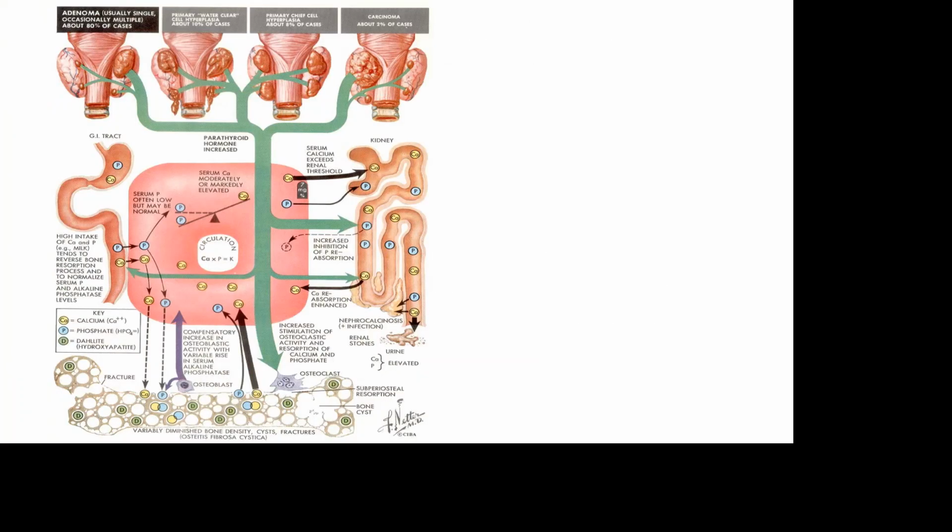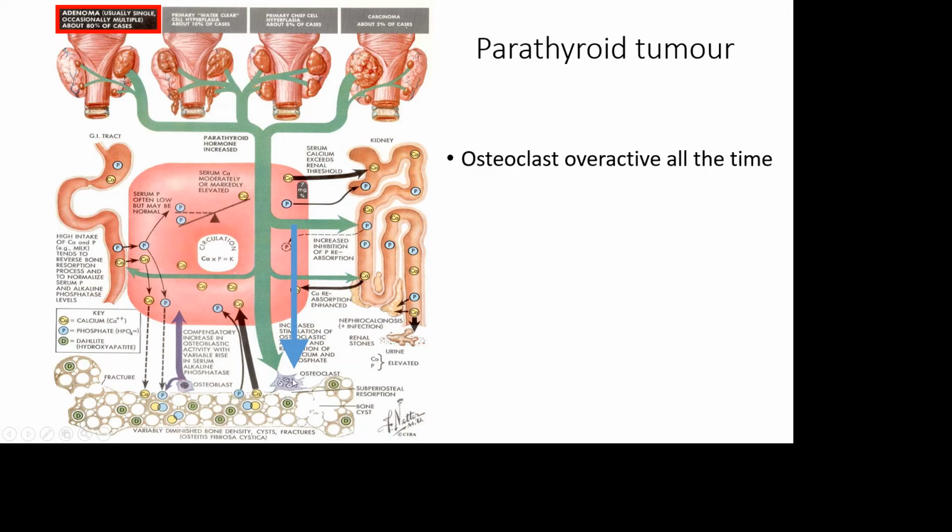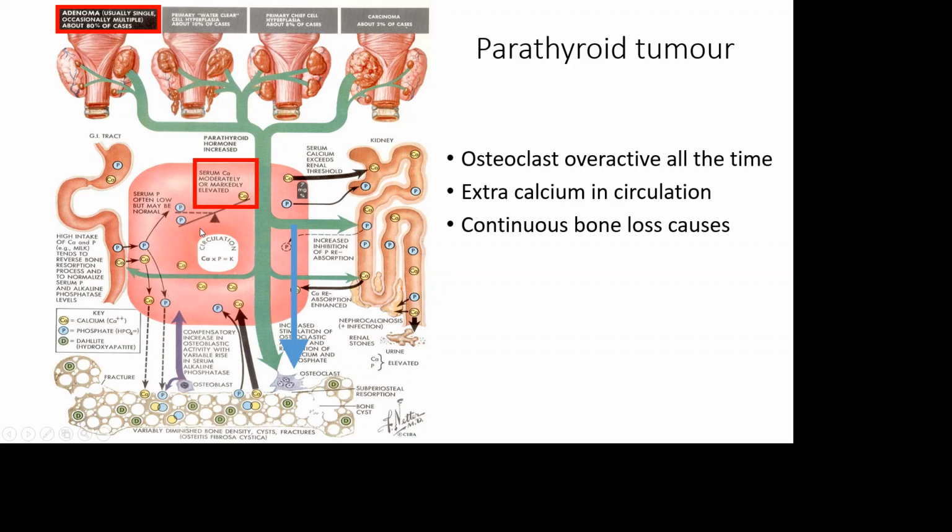Now, supposing you have a parathyroid tumor up here, okay, that will release PTH all the time, and that long-standing PTH release will for a long time activate the osteoclasts all the time. And so if you have overactive osteoclasts in all your bones all the time, you will end up with extra calcium in your circulation. So you'll have, if you measure it, a high plasma calcium.